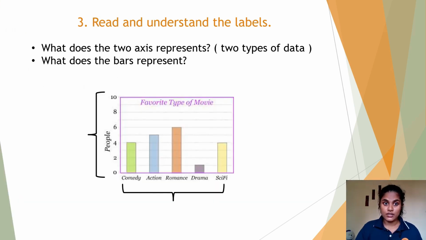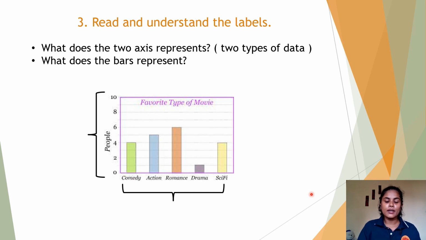In terms of the third step, you have to read and understand the labels. What do the 2 axes represent and what do the bars represent in terms of the bar graph? Let's check for a while. First, let's see what the labels are. As I said, we have to read and understand the labels. We can see here comedy, action, romance, drama, scientific, likewise, and here you can see people is mentioned. Then there are a few numbers on this y-axis. So these are what we call labels.